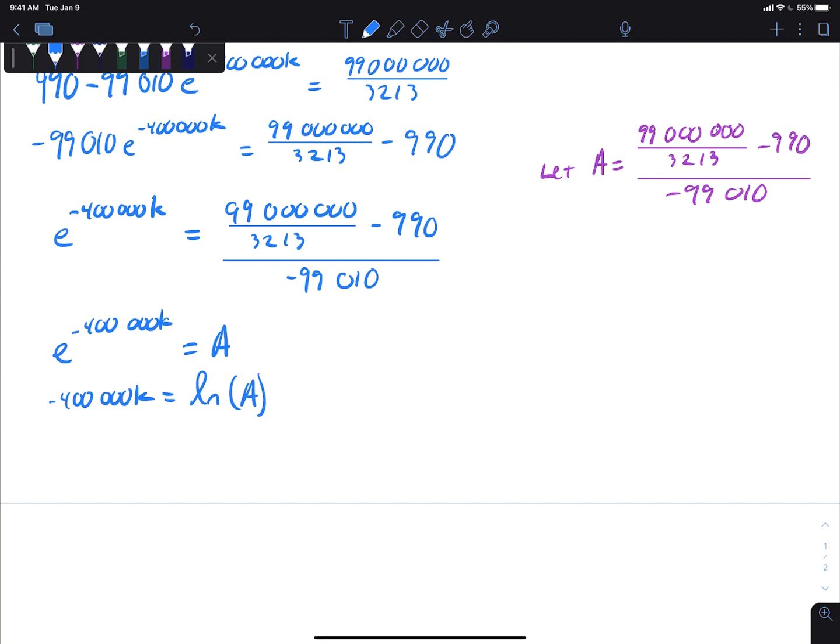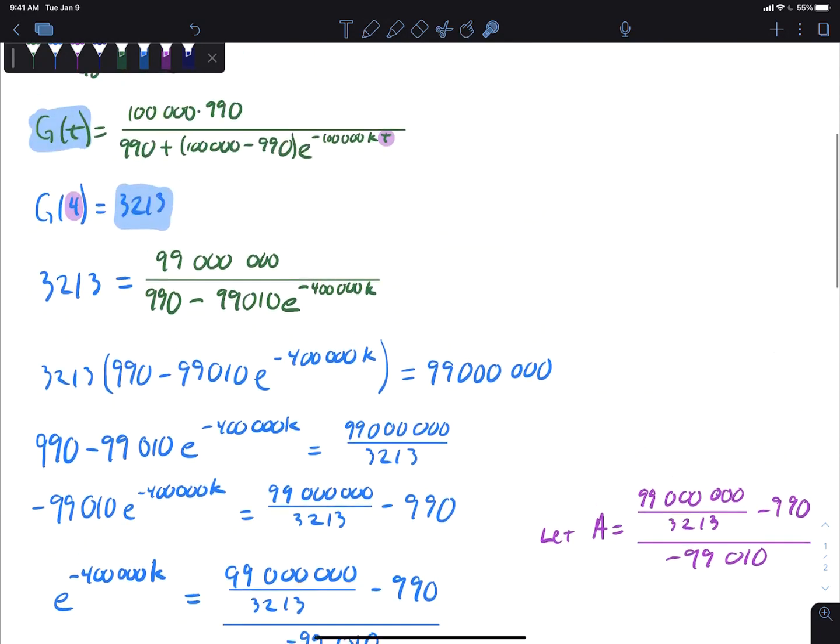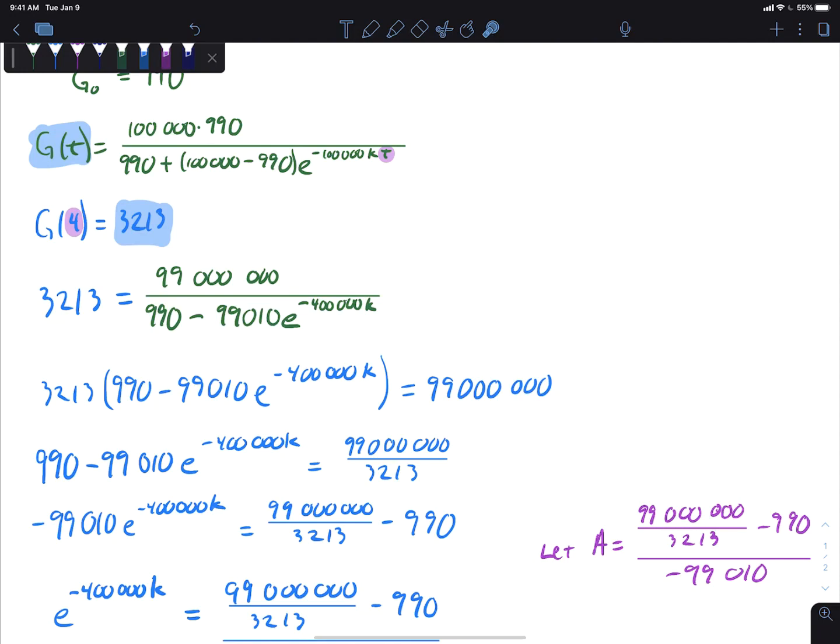Excellent. And then just divide by negative 400,000. So k is going to equal the natural log of A, and then all over that negative 400,000. And that's going to give me k. And once you know k, we can just plug it in here, and that will give us what we have in our exponent. Well, we'll multiply by negative 100,000 as well.